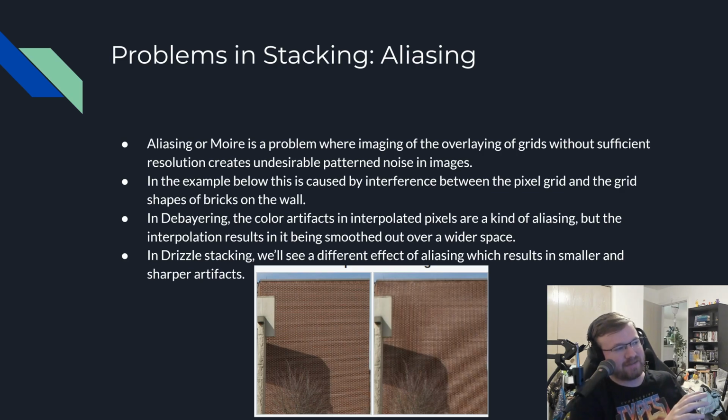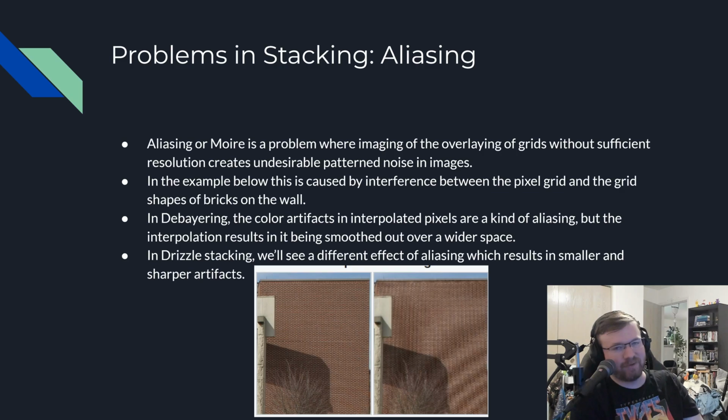Aliasing, or moiré, is a problem where overlaying grids without sufficient resolution creates undesirable noise patterns. In the example below, this is caused by the interference between the pixel grid of your camera, or the image here, and the grid shapes of the bricks on the wall. On the left image, there are enough pixels to separate the bricks distinctly, and on the right image there aren't enough pixels, and then we see this moiré pattern on the right side of the wall.